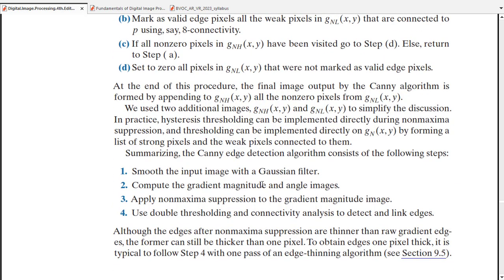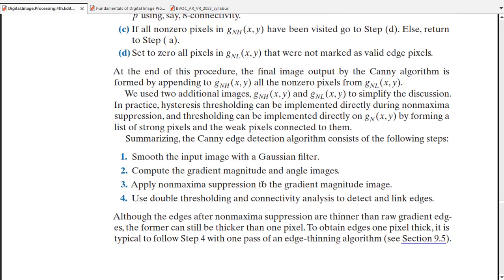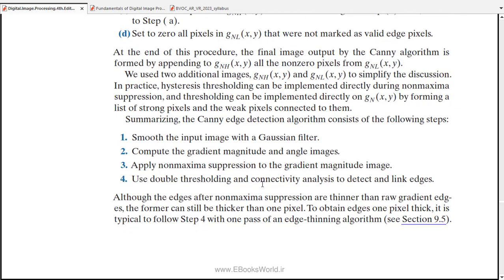It consists of the following steps: smooth the input image with a Gaussian filter, compute the gradient magnitude and angle images, apply non-maximum suppression to the gradient magnitude image, and use double thresholding and connectivity analysis to detect and link edges.